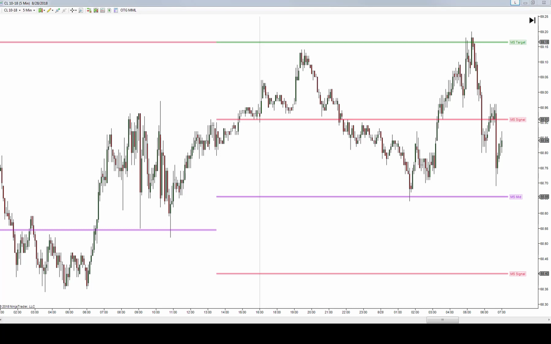Now, the best way to visualize these levels is to think of those Russian nesting dolls, those little wooden dolls where you have a big one, you open it, and inside of the big one is a smaller one, then you open it, and inside of that is a smaller doll there. And so that's essentially the way that these levels work.